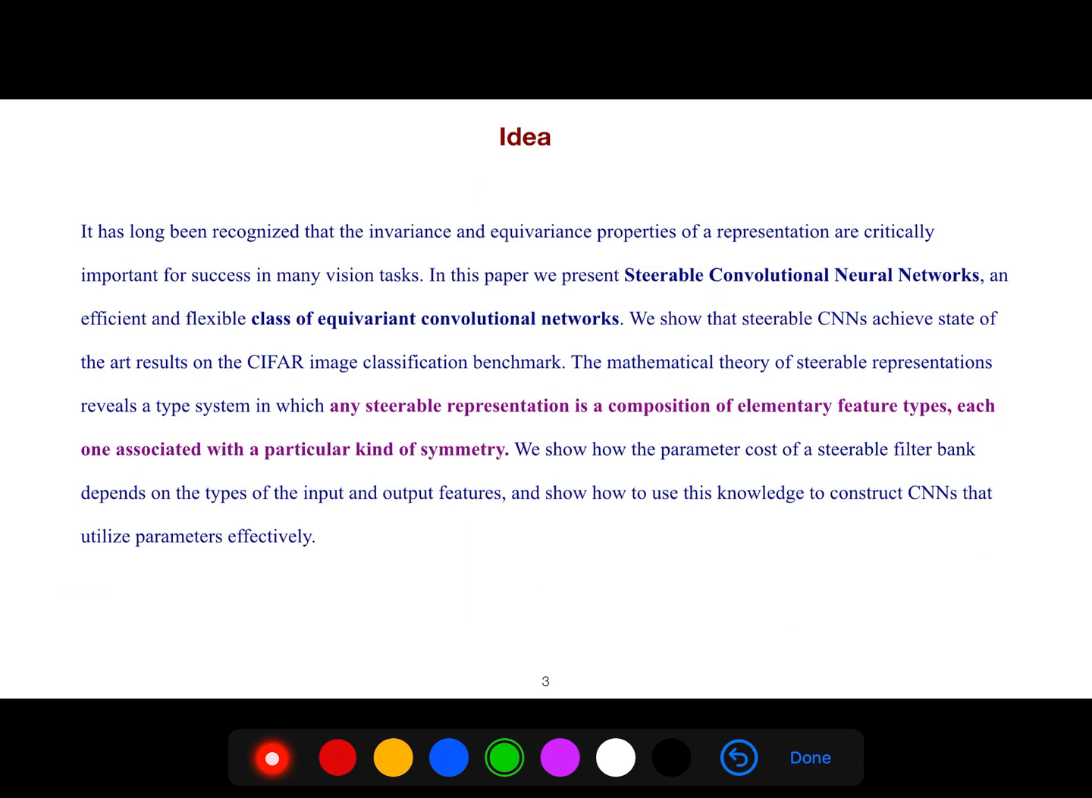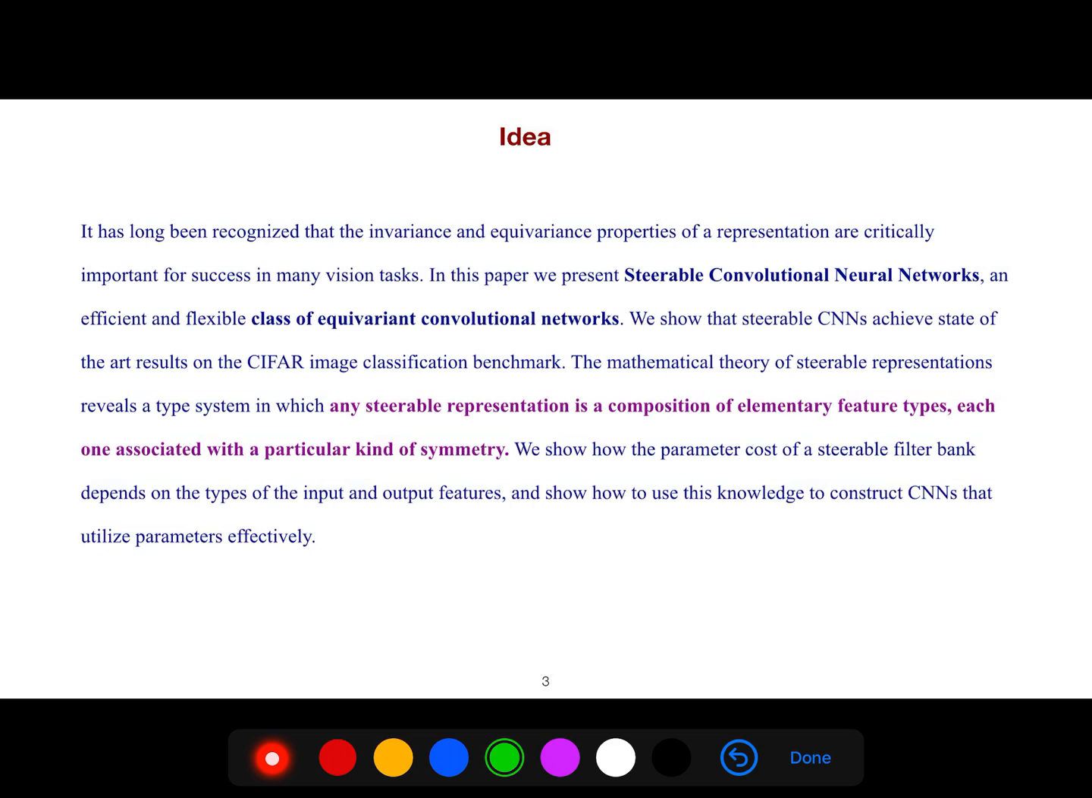It has long been recognized that the invariance and equivariance properties of a representation are critically important for success in many vision tasks. In this paper, we present a steerable convolutional neural network, an efficient and flexible class of equivariant convolutional network. But some authors say the opposite. For example, they say a generalization of equivariant convolutional neural networks is a steerable CNN. But this article is saying it differently.